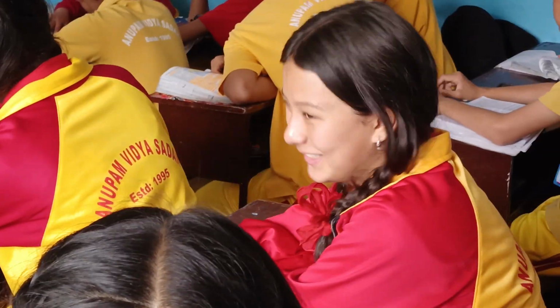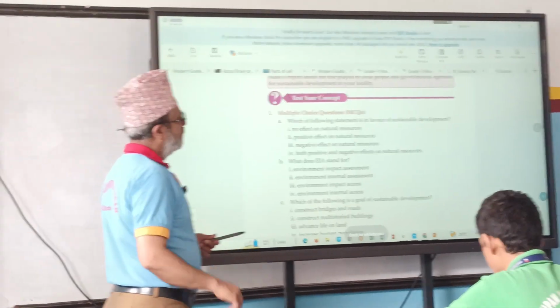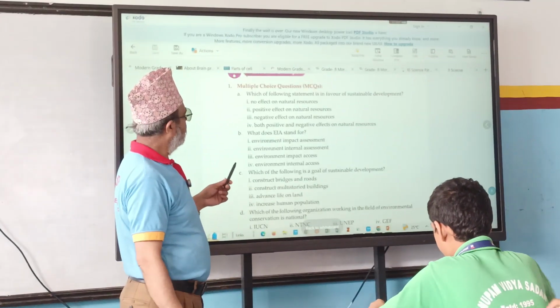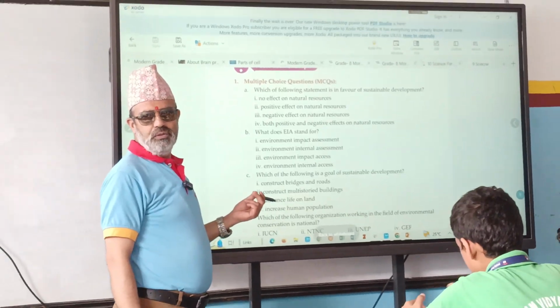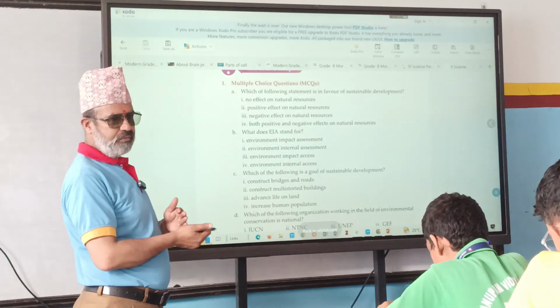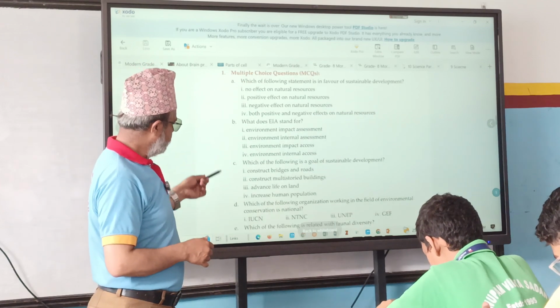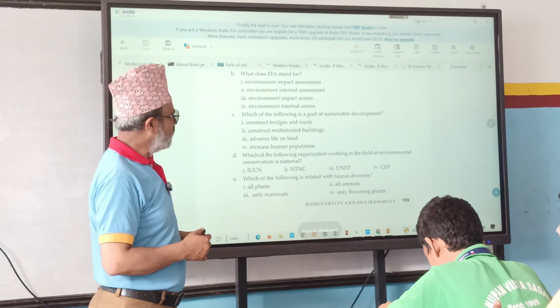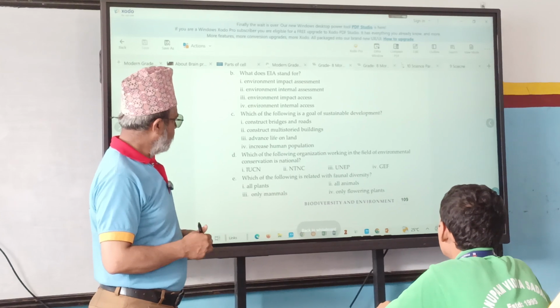There is MCQ. Has the MCQ come there? Okay. Question number one. Will you read what is given? Second, and correct: positive effect on natural resources. Okay, number B. Environment impact assessment. Right. Third one. Advanced life. Number D. The following organization working in the field of environmental conservation is national: NTNC, not IUCN. So NTNC.